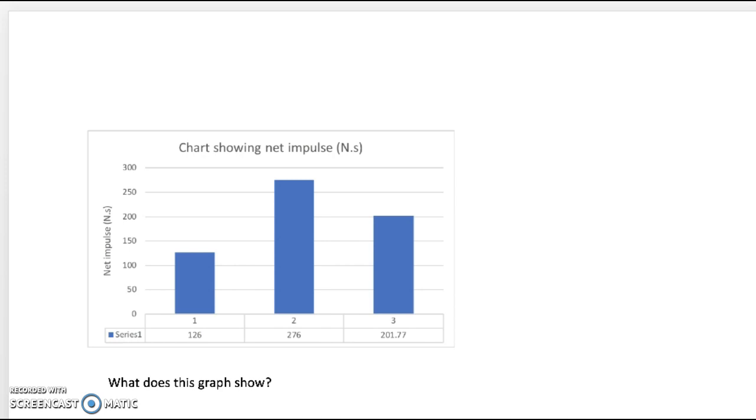These scores are all quite close together, which shows that net impulse doesn't have too much difference. And the largest and the lowest scores are actually quite close together, which shows that the range is quite small between them, and that it was quite hard for performers to score quite highly for net impulse.